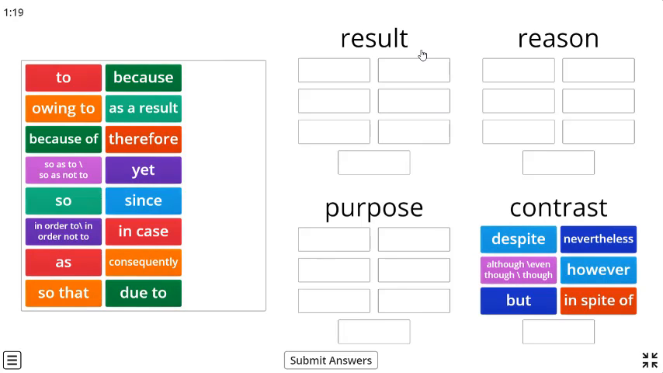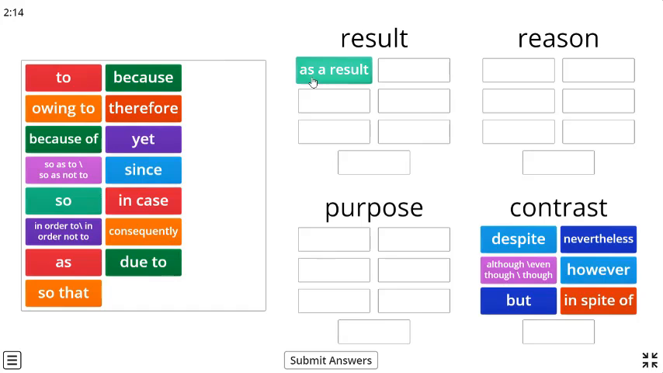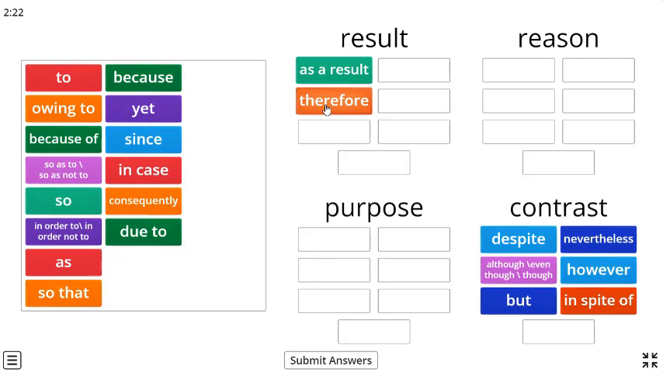Okay, now let's think of result, reason, and purpose. I think one of the easiest and the most noticeable one is as a result. The same can be applied for therefore. Do we have therefore here? Yes. And consequently. What about due to?